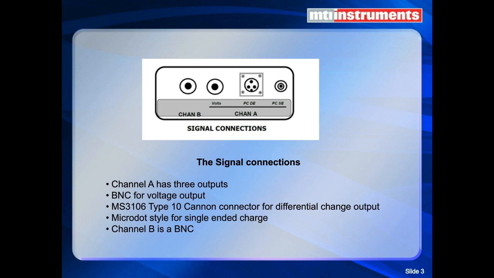The channel A connector is a MS3106 Type 10 Canon connector, which is fairly typical used in the industry to connect to charge amplifiers. A lot of charge amplifiers will have them made to this connector. And we also have a microdot connector, which is a single-ended output. I should mention that the Type 10 connector, the differential output, is actually fully differential, floating with respect to ground. And we have the channel B connector all the way over on the left over there.